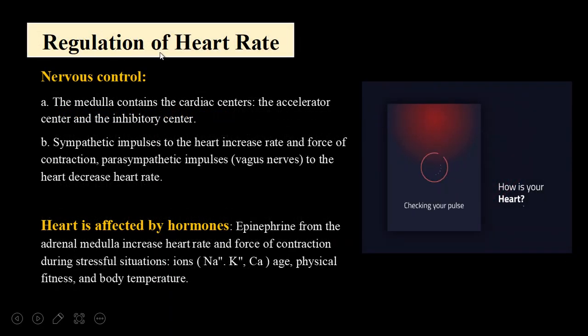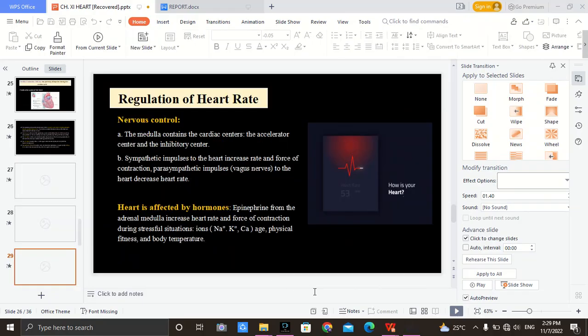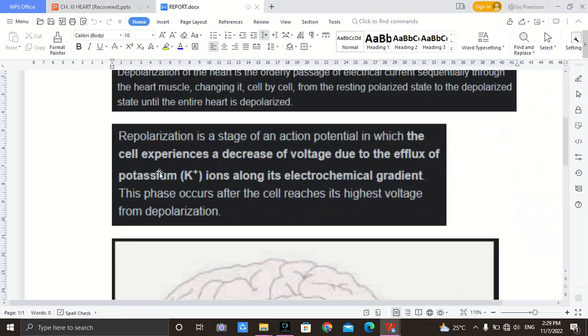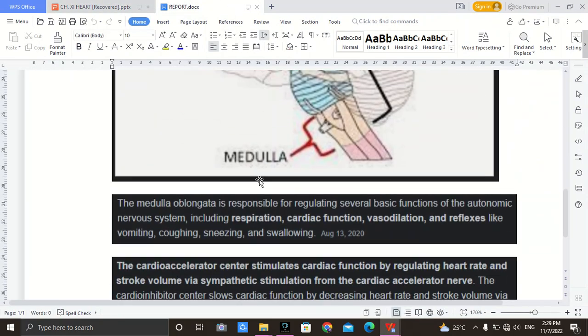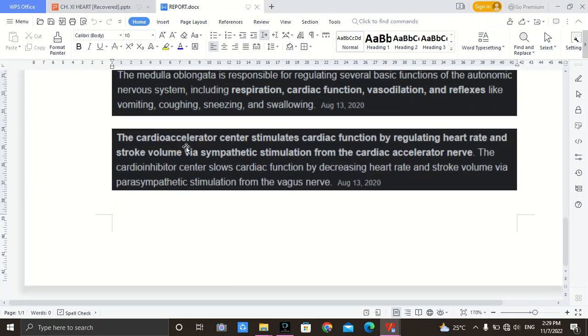So how can we regulate the heart rate? We have the medulla, which is part of the brain. It contains the cardiac centers. In the medulla, we have the cardiac centers, which are the accelerator center and the inhibitory center. This is the medulla. The accelerator center stimulates cardiac function by regulating heart rate and stroke volume via sympathetic stimulation of the cardiac accelerator nerve.